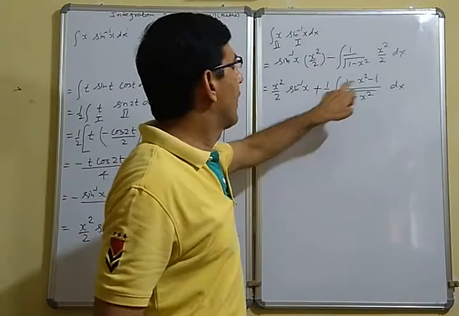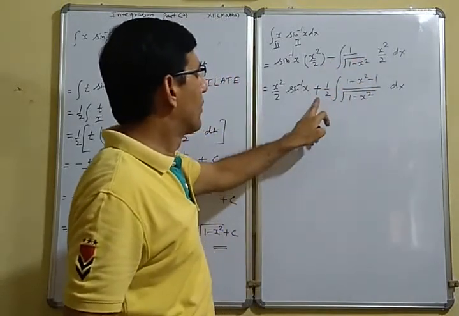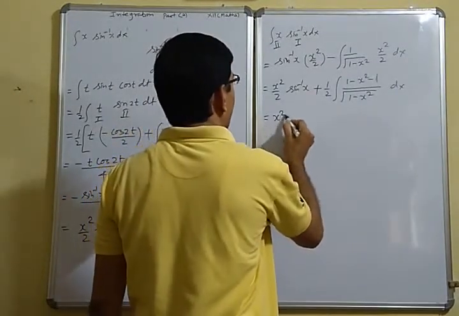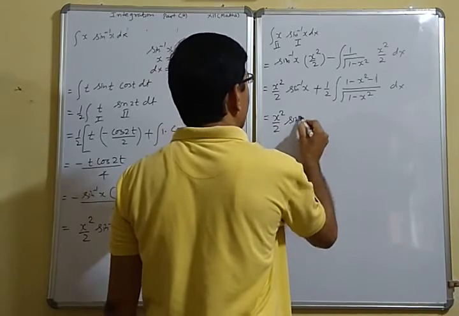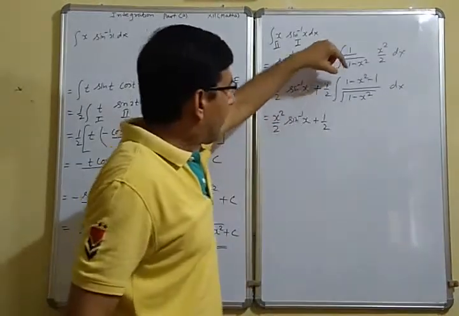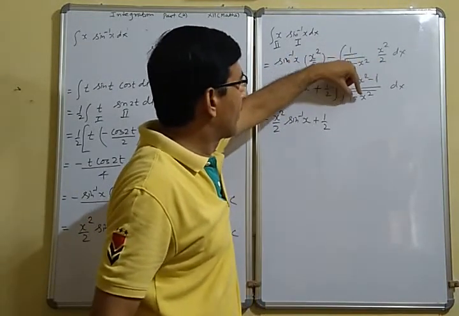By adding 1 and subtracting 1. Minus sign, this is minus x square. So it becomes plus. So now what it becomes? x square by 2 sine inverse x plus 1 by 2. Break it into two functions, 1 minus x square minus 1 separately divided by 1 minus x square.